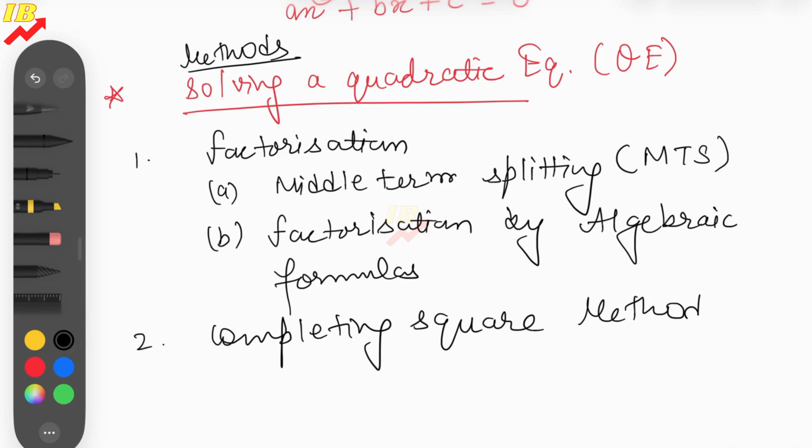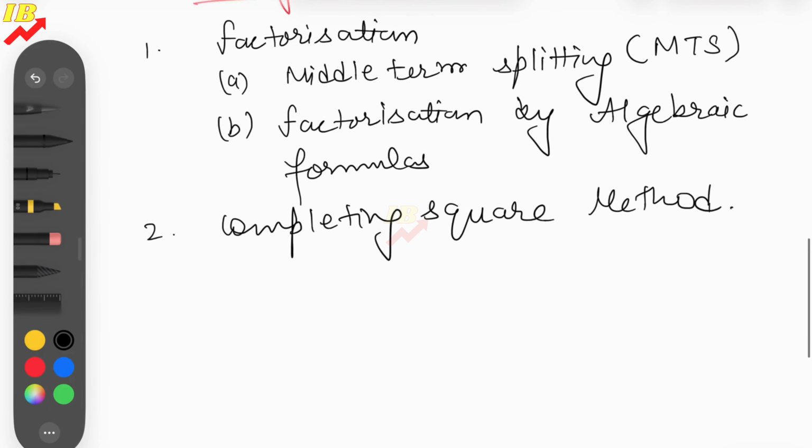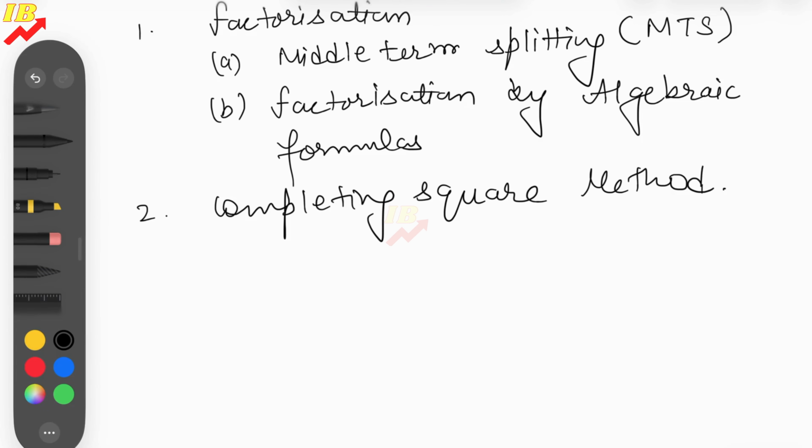This method is generally used when we need to find some quadratic functions, vertex, axis of symmetry, or maybe some other things for the graphical questions, right? So completing square method is more relevant to quadratic functions, basically. But we can use this as well in the exams, right? Third one is the most important one, which is called quadratic formula.